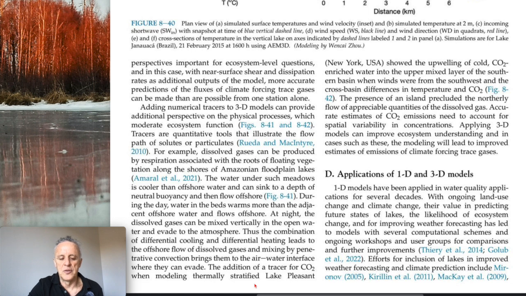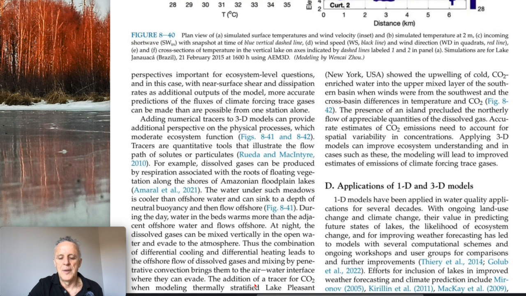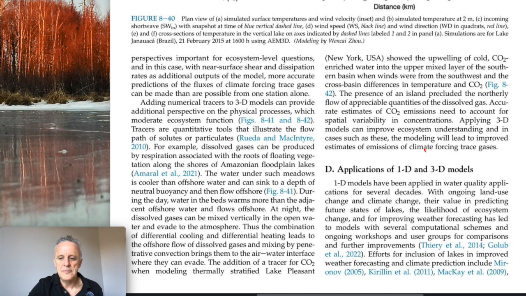The addition of a tracer for CO2 when modeling thermally stratified Lake Pleasant showed the upwelling of cold CO2-enriched water in the upper mixed layer of the southern basin when winds were from the southwest, and the cross-basin differences in temperature and CO2. The presence of an island precluded the northerly flow of appreciable quantities of the dissolved gas. Accurate estimates of CO2 emission need to account for spatial variability in concentrations. Applying 3D models can improve ecosystem understanding, and in cases such as these, the modeling will lead to improved estimates of emissions of climate-forcing trace gases.